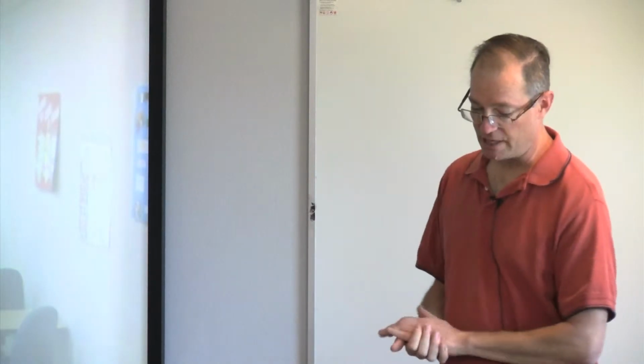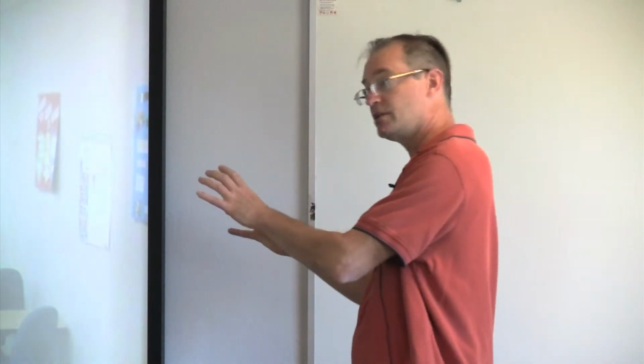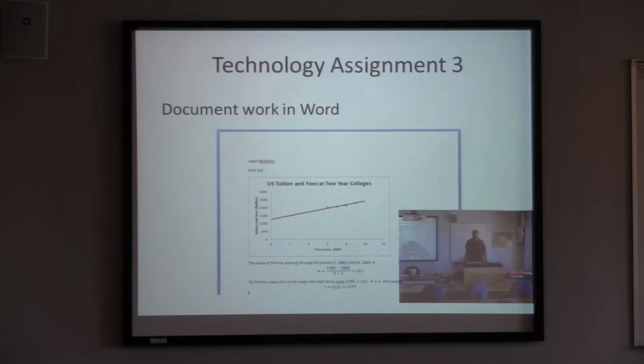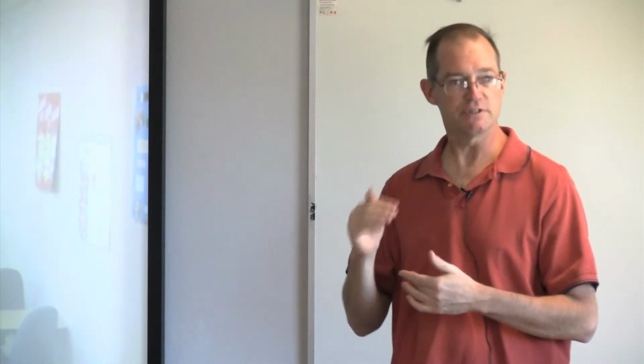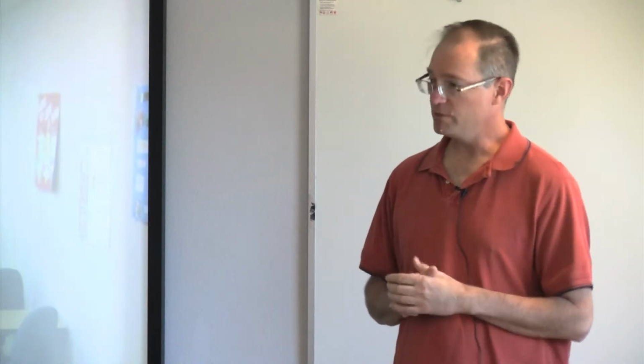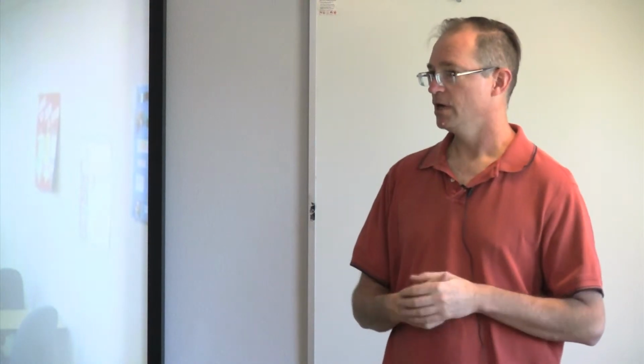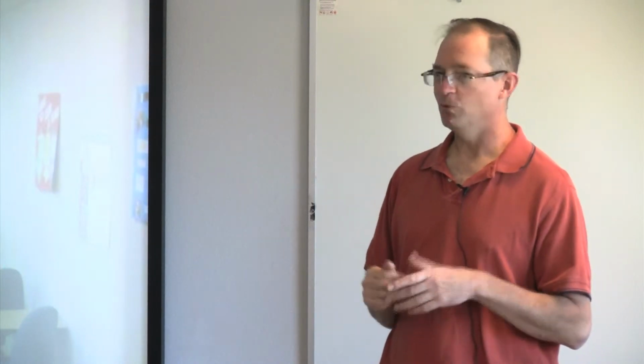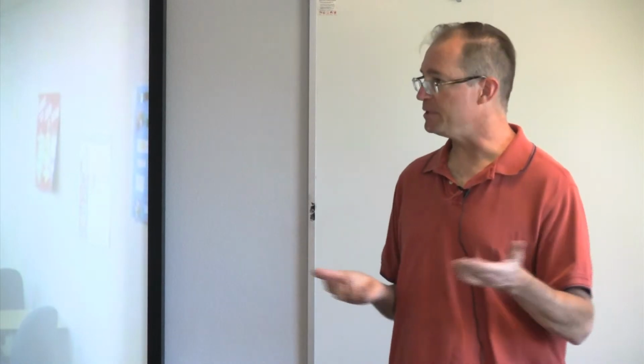In Technology Assignment 3, they actually take the graph that they've created, they paste it into Word, and then they start documenting down below it using the equation editor in Word. And again, there's a handout for that that goes through every single step to say this is what you need to do. And I don't have too many students that have trouble with the technology. Mostly it's the math part of it, which is maybe counterintuitive to what you might expect.